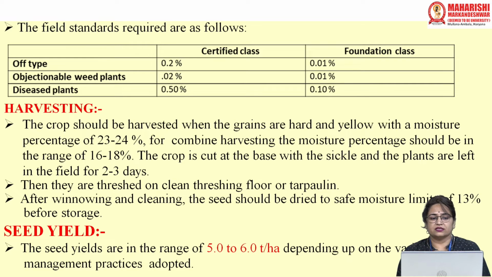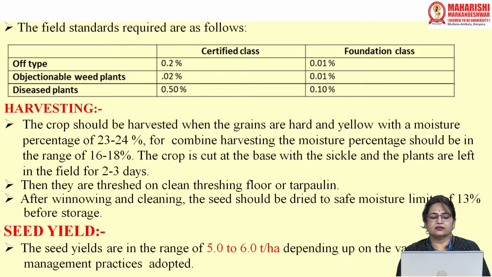After that, harvesting. The crop should be harvested when the grains become hard and yellow, with a moisture percentage of 23 to 24%. For combined harvesting, the moisture percentage should be in the range of 16 to 18%. The crop is cut at the base with a sickle and the plants are left in the field for 2 to 3 days. Then they are threshed on a clean threshing floor or tarpaulin. After winnowing and cleaning, the seed should be dried to a safe moisture content of 13% before storage.